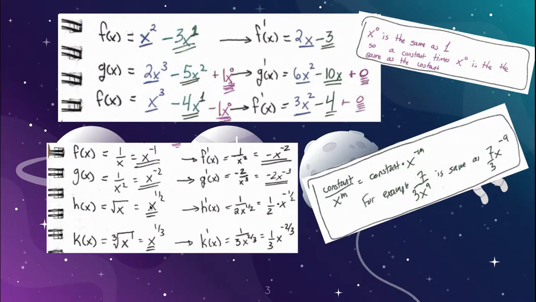X to the 1/2, the coefficient right now is 1. So to get the new coefficient for the derivative, multiply 1/2 times 1. So I have a coefficient of 1/2. Decrease that power by 1, it's negative 1/2. Same thing down here. X to the 1/3. So take that power times 1. That gives me 1/3. Decrease that power by 1, it's negative 2/3.